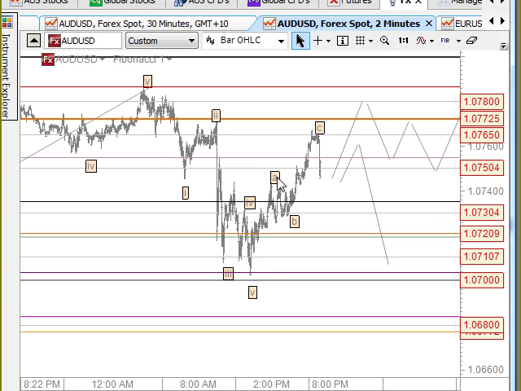So it does appear that this would be a little ABC correction here for a B wave back up here and struggling at this point here. So we can expect this market to follow stock in the morning. So we'll see this coming down as an A wave, a B wave, and a C wave coming back down here. Now, there is strong support at the 107, of course, but this support here interests me more.